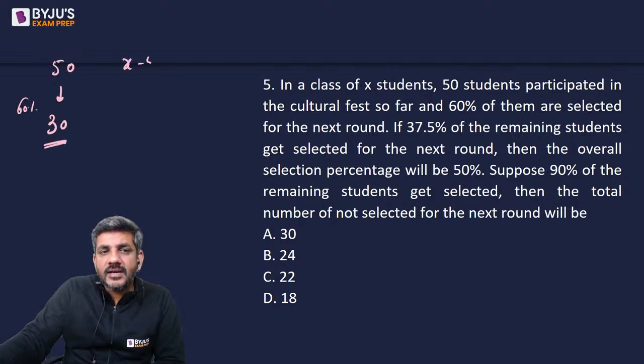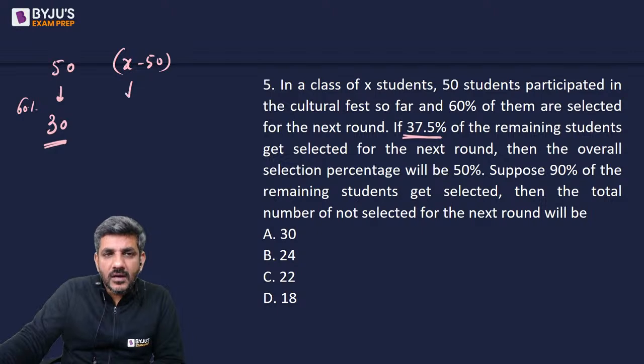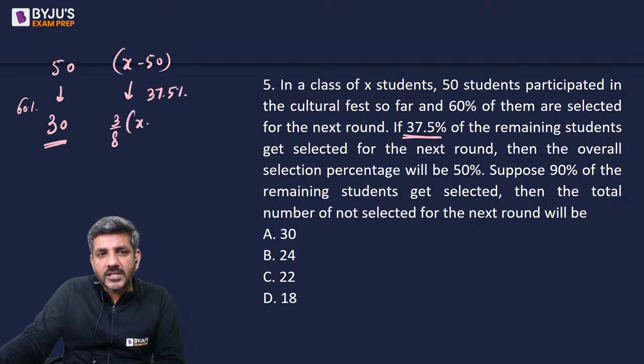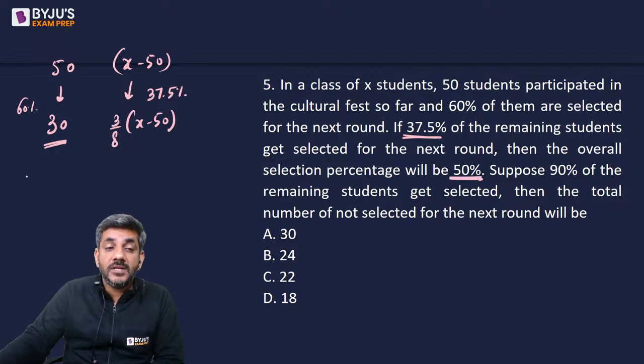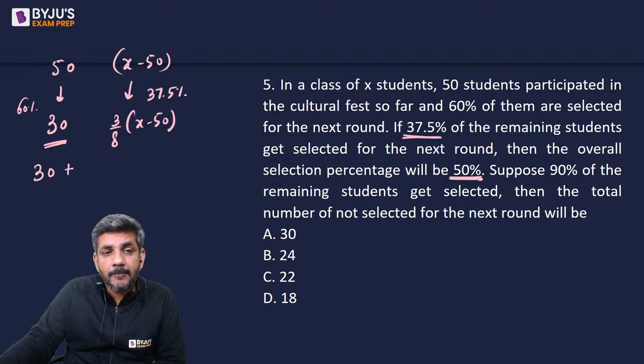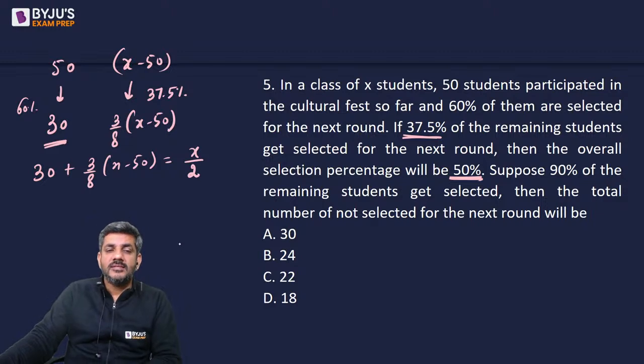The remaining students are X minus 50. Now the question says if 37.5% of the remaining students get selected for the next round, 37.5% is 3 by 8. So if 3 by 8 of X minus 50 are selected from here as well, then the overall selection percentage will be 50%. How many are overall selected? 30 plus 3 by 8 times X minus 50 is equal to 50% of total, that means 1 by 2 times of the total, that is X.